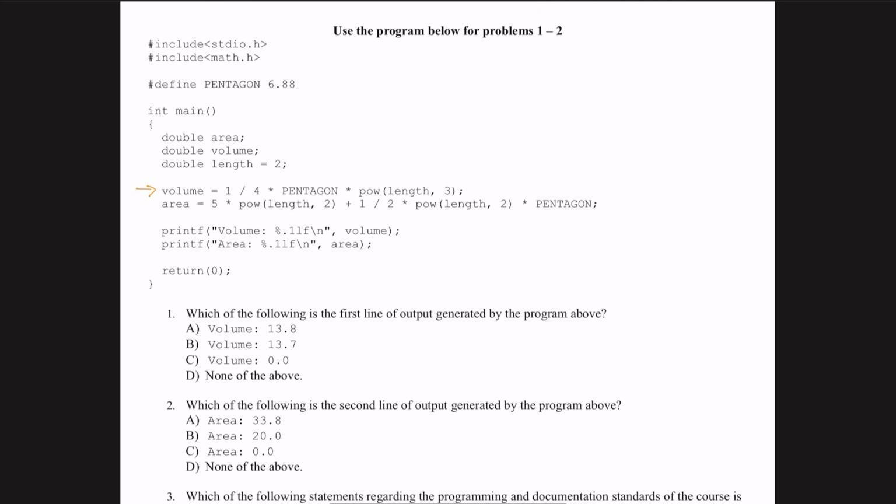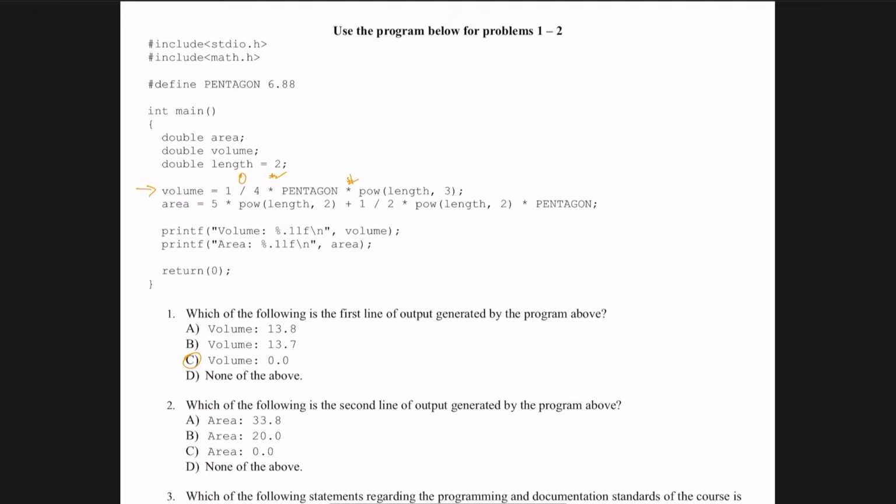1 divided by 4, well that's going to simplify to 0, because remember that an integer, 1, divided by an integer, 4, is going to be an integer result. So we don't care about the decimal, that gets lost. So now we have 0 times pentagon times its power. Well, 0 times anything is always going to be 0. Therefore, we don't even have to finish that line of calculation. We know our answer is 0.